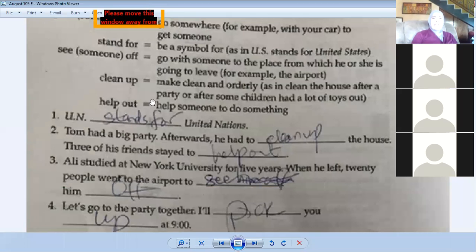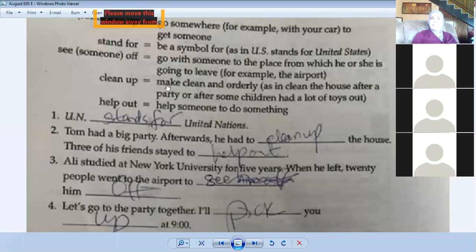Then we have the word help out. Honestly speaking, the word out is just extra, I would say. Sometimes your mom says, come and help me out. They're almost the same, but this one just gives you more action, it shows more excitement, I think. Help someone to do something. So, UN, what is the best phrasal verb here? Stands for United Nations, right?